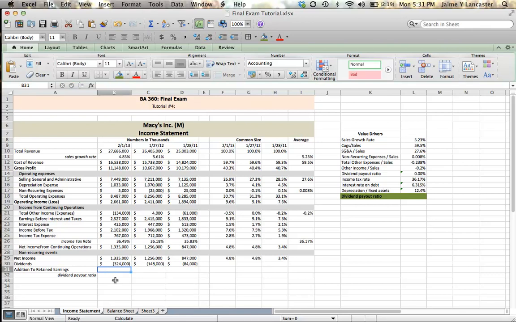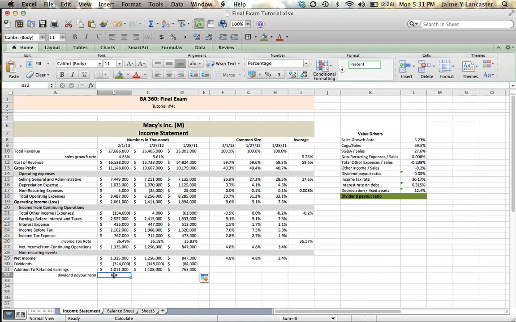So the addition to retained earnings, the money we kept as a firm, or the money Macy's kept, the proportion of net income that they kept is going to be equal to the difference between net income and dividends. In this case, because I entered it as a negative number, I can just add it. If I grab that and right-click, I can see that we added $1,011,000 to retained earnings in 2013, $1,108,000 in 2012, and $763,000 in 2011.